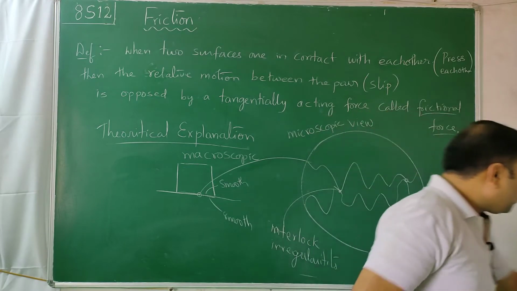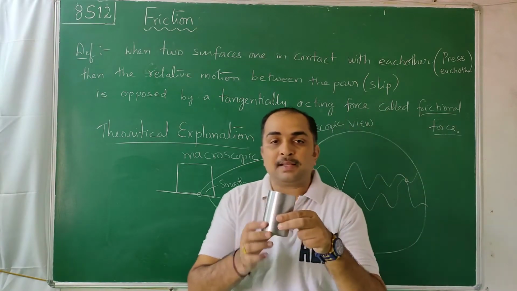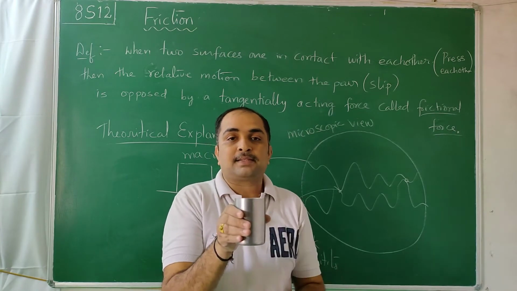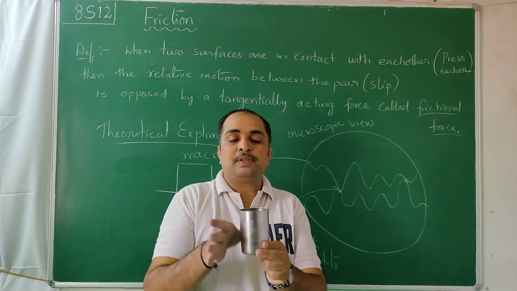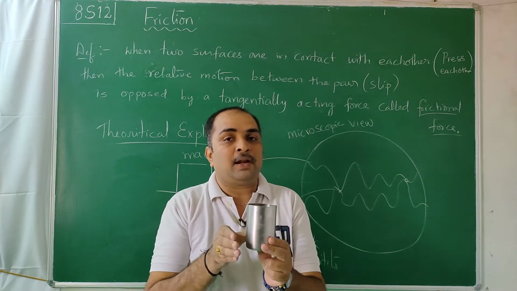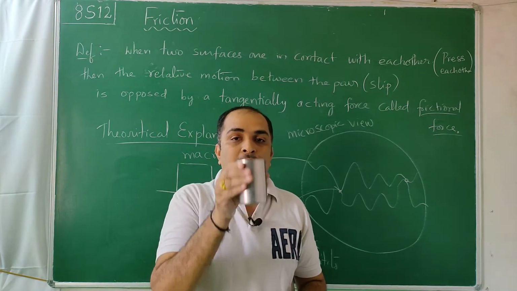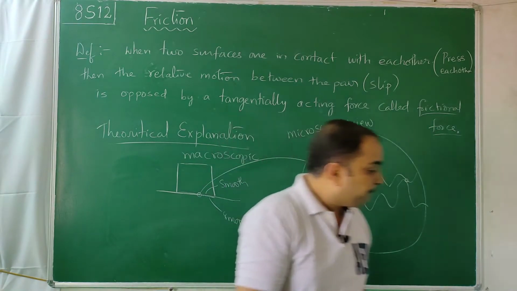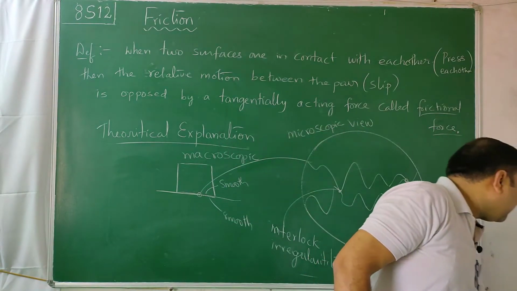So I'll show you one example. This is the glass. If I am holding like this, its weight is being supported by my hand. If I hold like this, so this force will be applied. Here my hand has some irregularities, here the glass has some irregularities. These irregularities got interlocked. That's why this glass is not falling down. So interlocking irregularities are responsible.